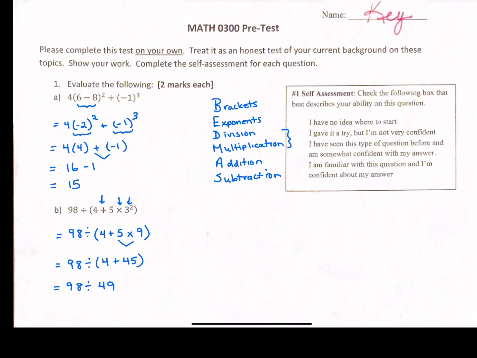That's proper order of operations. The only thing we have left to do here is division. Of course, 98 divided by 49 leaves us with positive 2 as our final answer.